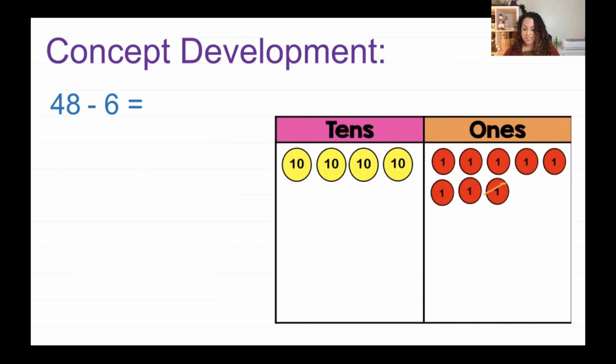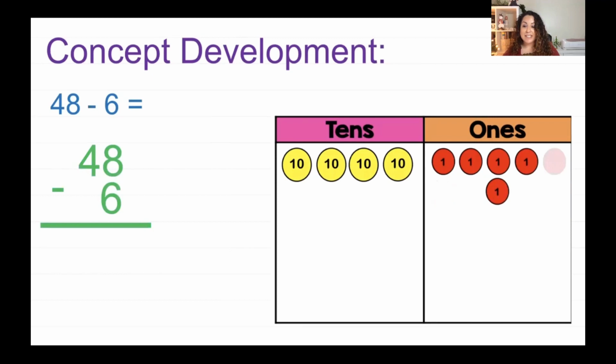So I'm going to be taking these away. Let's go ahead and see what that looks like. But before I do that, let's go ahead and line them up vertically. So I have 48, take away 6. So let's go ahead and take away 6.